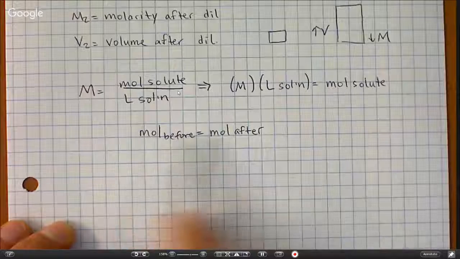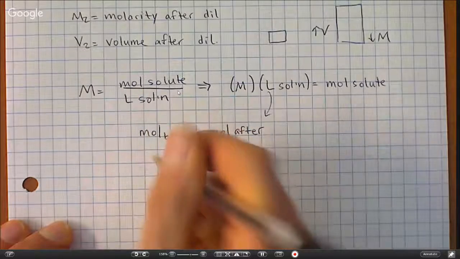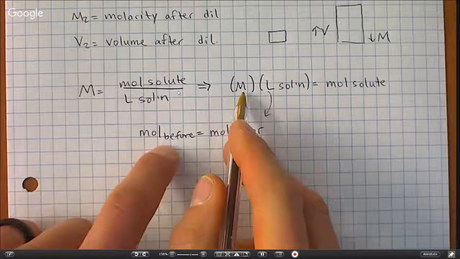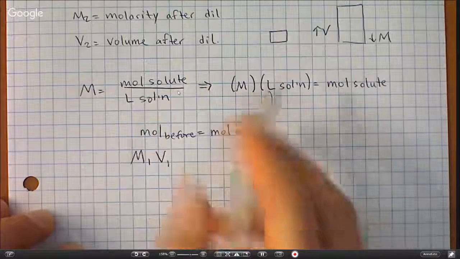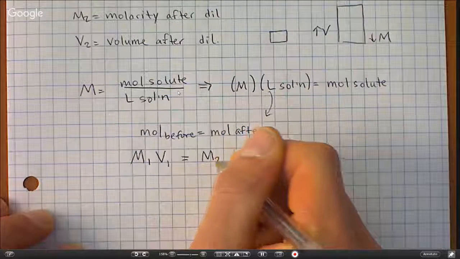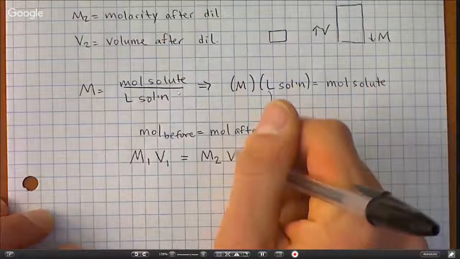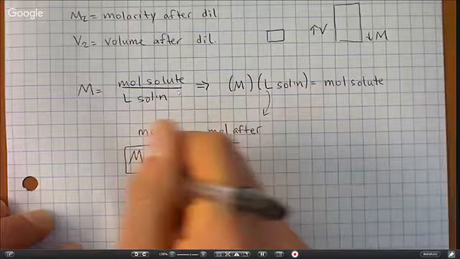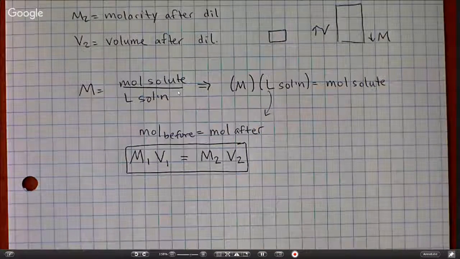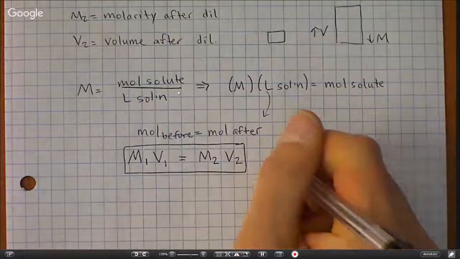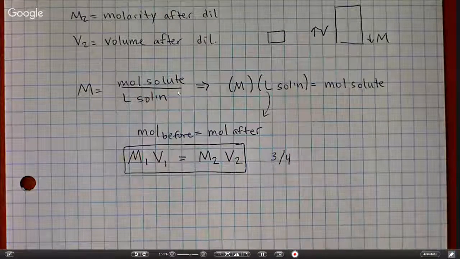If that's the case and these are equal, we can substitute to say that the molarity before dilution, M1, times the volume before dilution, or the liters, is equal to the molarity after dilution times the volume after dilution: M1V1 = M2V2. And this is the equation that we'll use for dilution. We will always be given 3 out of the 4 variables and solve for what's missing. So we can do that relatively straightforwardly.